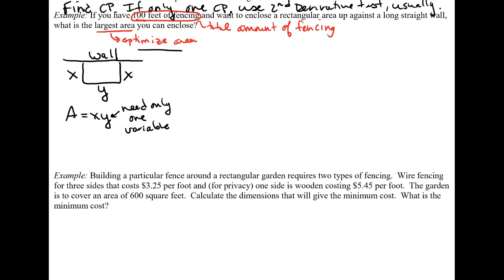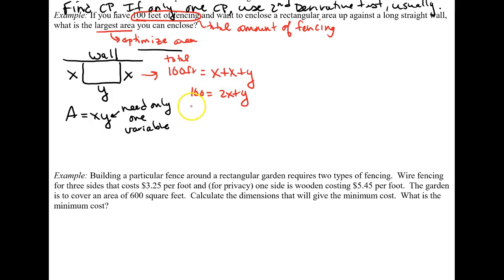Let's see. The other thing that I know is that the total amount of fencing was 100 feet. So let's think about what that might look like. Over here, we only have 100 feet total. So this is our total fence. And what does that have to fence in? If we're going to use all the fence, it'd be for the two sides that are x and the one side that's y. We don't have to worry about the wall side. So that means 100 is equal to 2x plus y.